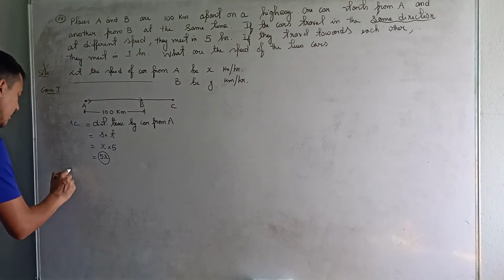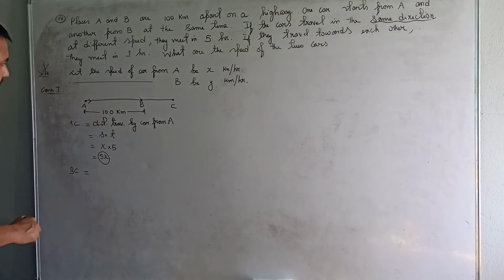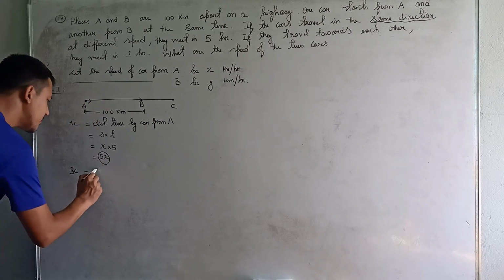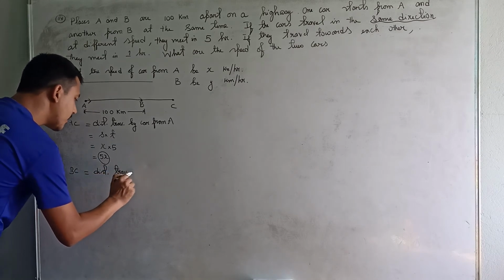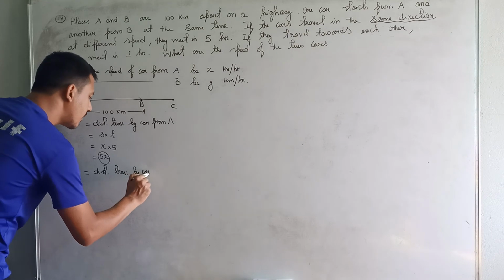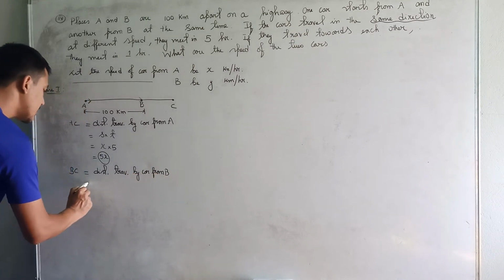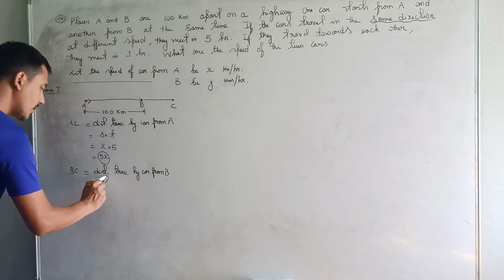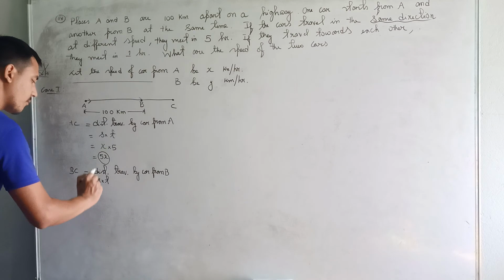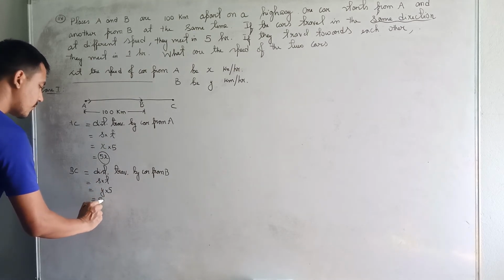What does BC give you? The line BC gives you the distance traveled by the car from B. And distance means speed into time. The speed of the car from B is Y. It traveled for 5 hours, so 5Y.